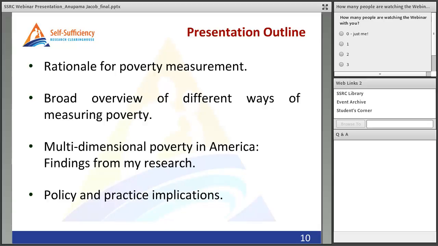I will next provide a general overview of some of the key ways in which poverty is conceptualized and measured in the U.S. and globally. And in particular, I will differentiate between unidimensional and multidimensional measures of poverty. And then I will present some key findings from my exploratory research on multidimensional poverty by race in America, and end with some considerations for policy and practice responses to poverty alleviation.